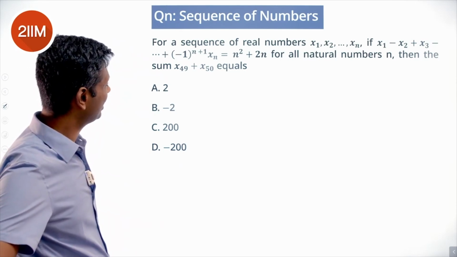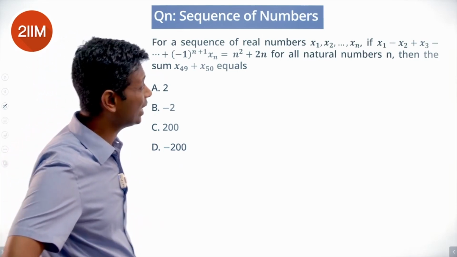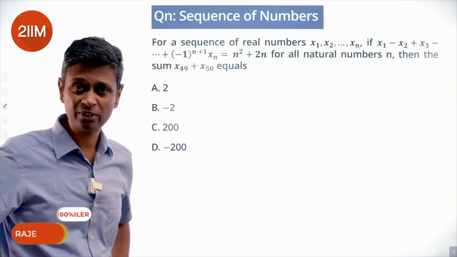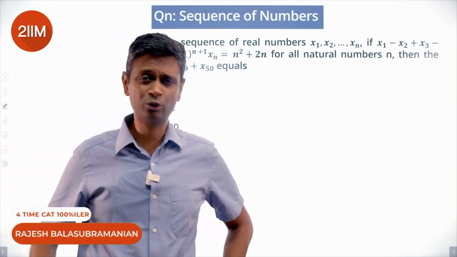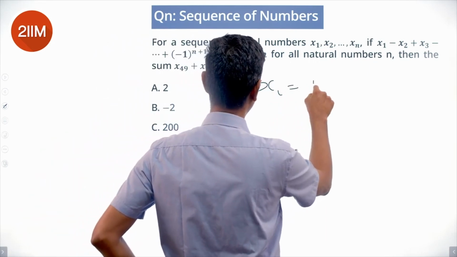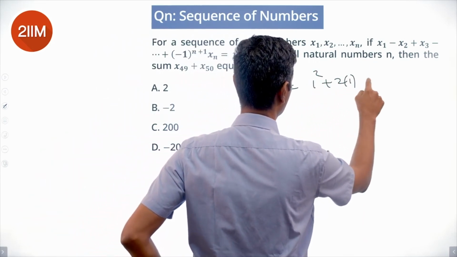Done. Get through. For a sequence of real numbers x1, x2, x3 till xn, if x1 minus x2 plus x3 minus, all the way till here, is n square plus 2n for all natural numbers n, then find the sum x49 plus x50. All these questions, simple rule of thumb: find x1, find x2, find x3, get through. x1 should be 1 square plus 2 into 1, 1 plus 2, 3.